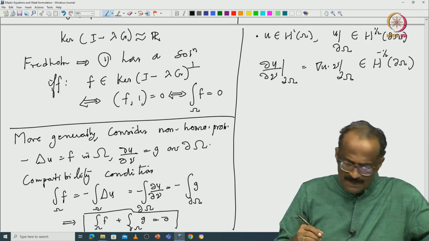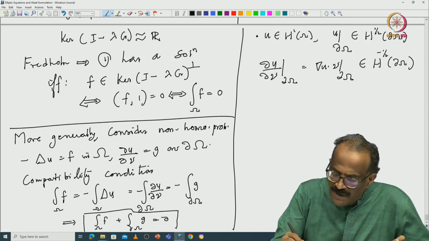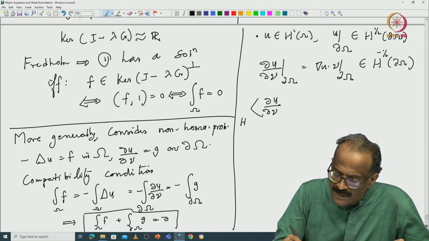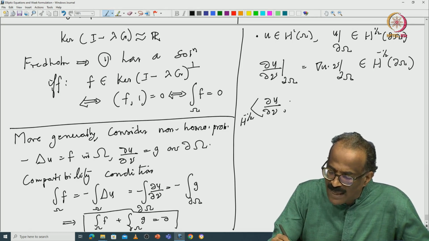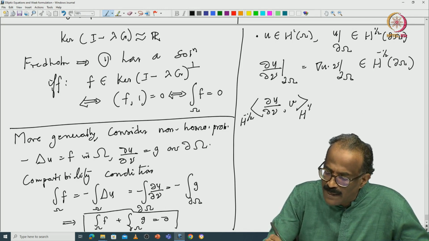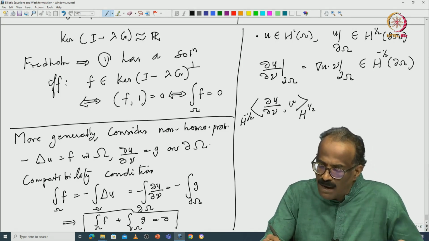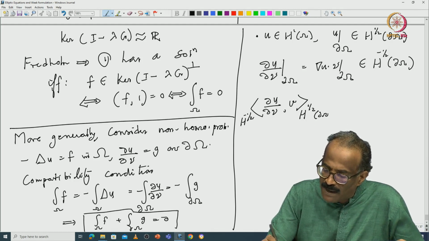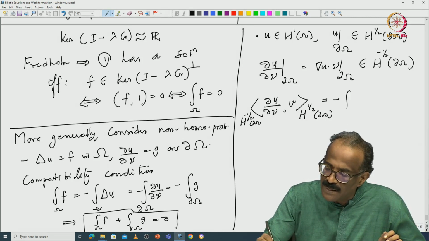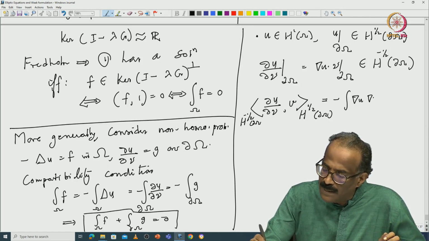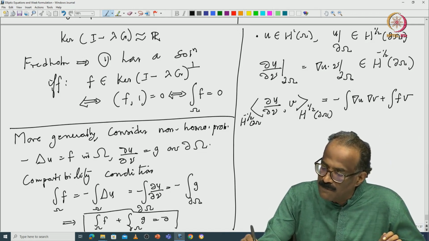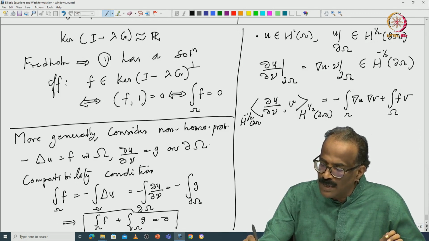So, how do you give an H^{-1/2} element, and how do you define that? You have du/dν. If you want to interpret it as H^{-1/2}, it should act on H^{1/2}, because H^{-1/2} is the dual of H^{1/2}. So you have your duality bracket, and then H^{1/2} of ∂Ω, as extension is possible. You define this as something like the integral of grad u grad v plus, from the equation, the integral of f v over Ω. So, you can do it that way.